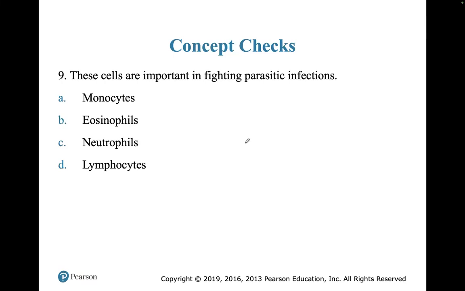Monocytes. Nope. Eosinophil. What does monocyte do? What does this do? Eosinophil is for parasitic infection. What does monocyte do?